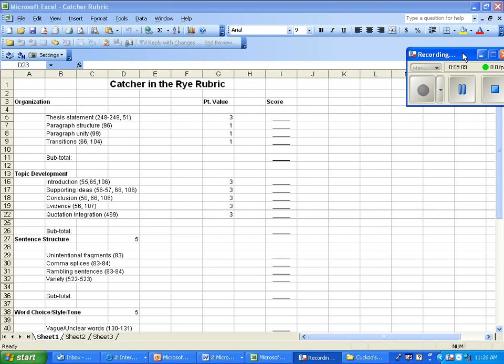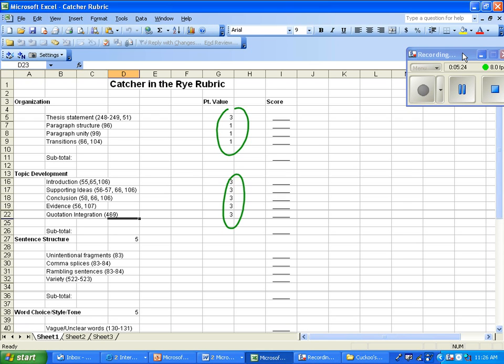It's very similar to the way you were just graded on the last essay. You can see that I've got the organization stuff. I've got your topic development. I want to make sure you have all these parts of your paper. Sentence structure. These ones up here, just to remind you, are out of 3 points for each category or out of 1 point for each category.